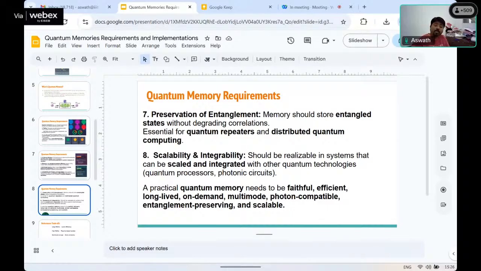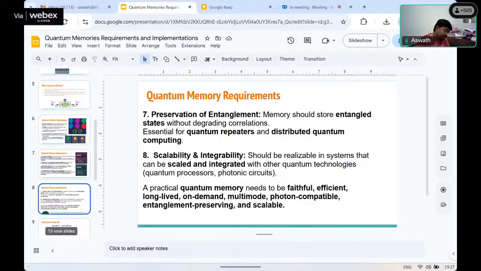A practical quantum memory needs to be faithful, efficient and long-lived, with on-demand retrieval of information. It should allow multi-mode information storage. It should be compatible with flying qubits. It should be entanglement preserving and scalable. So this is the summary of the factors which need to be considered when I'm going to design a quantum memory.